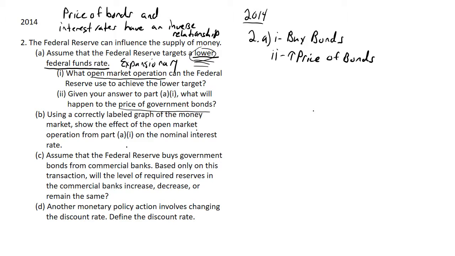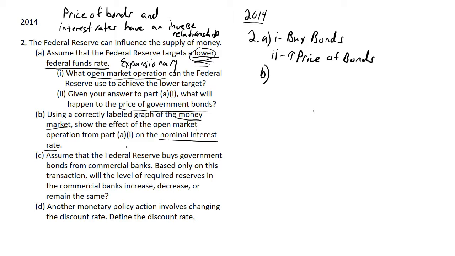Okay, next, part B. Using a correct labeled graph of the money market, please underline the graph they tell you to draw. Show the effect of the open market operation from part A1 on the nominal interest rate. So again, guys, they're very kind. They tell you to specifically use the nominal interest rate here. So let's go through, make sure we have it formatted properly. We're doing part B, and we're drawing a graph.